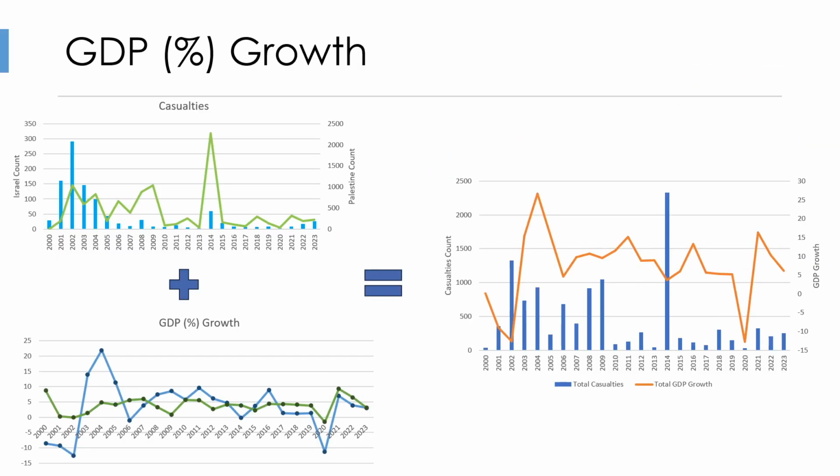Look at the GDP percentage growth now. I found an interesting correlation, and I will tell you that. Firstly, I plotted the casualties of Israel and Palestine, and then I recorded their GDP percentage growth, and that's the plot of both of them. And when I combined both of them, here was the result. Whenever there were more casualties or war broke out, the GDP always used to take a hit.